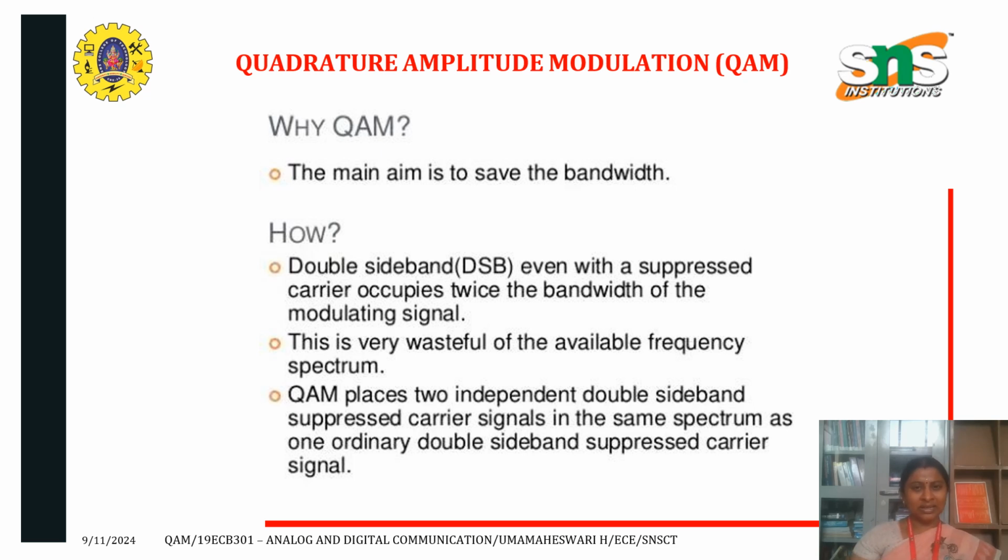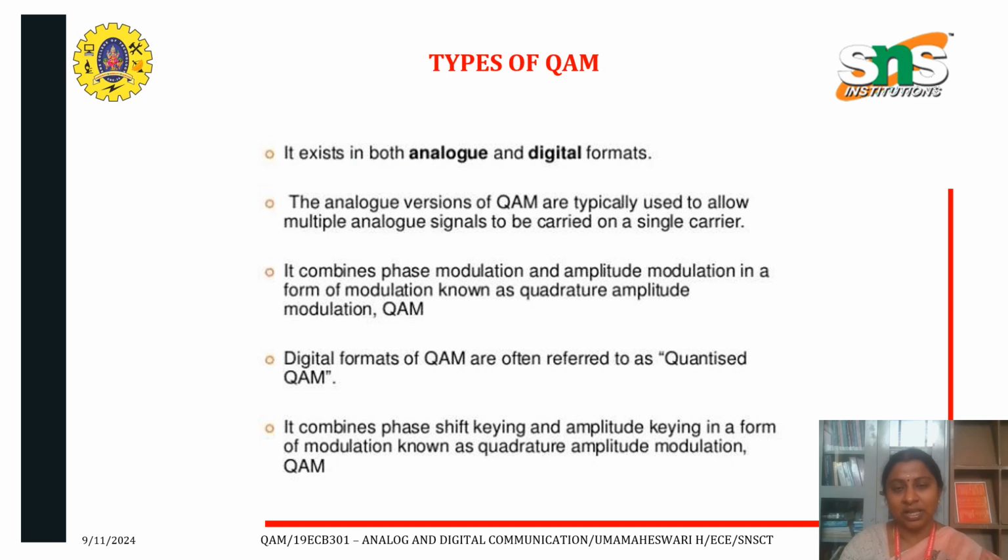QAM is mainly used to save bandwidth. Here, double sideband suppressed carrier occupies twice the bandwidth of the modulating signal. This is very useful for the available frequency spectrum. It places two independent double sideband suppressed carrier signals in the same spectrum as one ordinary double sideband suppressed carrier signal. It exists in both analog and digital formats. The analog versions of QAM are typically used to allow multiple analog signals to be carried on a single carrier. It combines phase modulation and amplitude modulation in a form of modulation known as QAM.